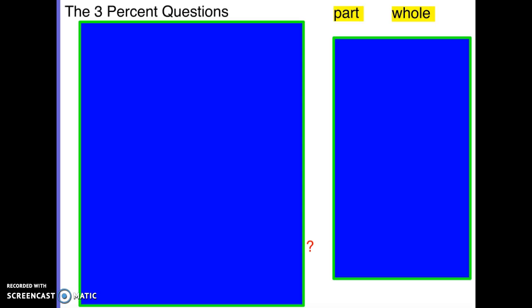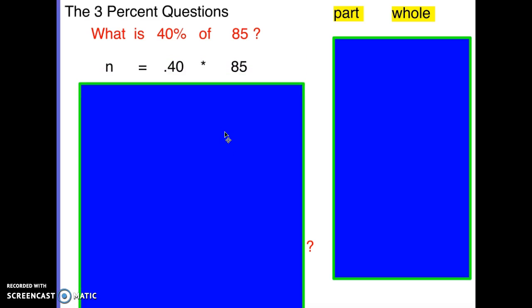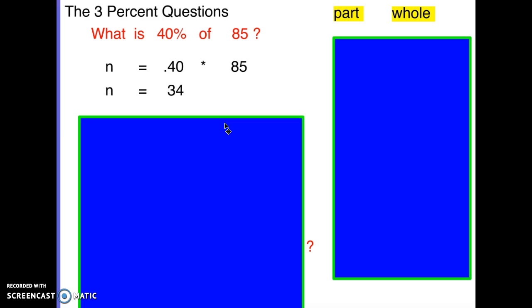I call this the 3% questions. First, you've all seen the question, what is 40% of 85? I think most of you know that it's 0.40 times 85. And if you want to think of it as an equation, that's n equals 40%, 0.40, of, that's multiplication, 85. If we solve the equation, we get n equals 34.